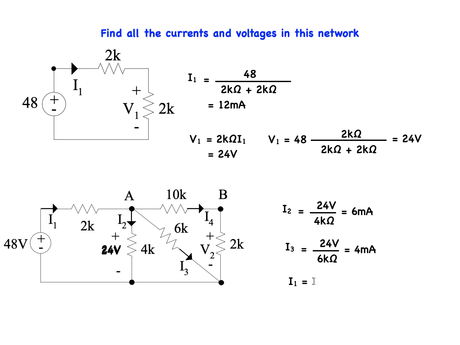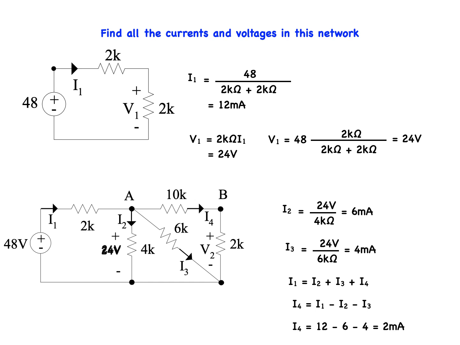I4 can be obtained using Kirchhoff's current law at the node A. I1 is equal to I2 plus I3 plus I4, and we know I1 and I2 and I3, therefore I4 is simply equal to I1 minus I2 minus I3. I4 can now be calculated and is equal to 2 milliamps.